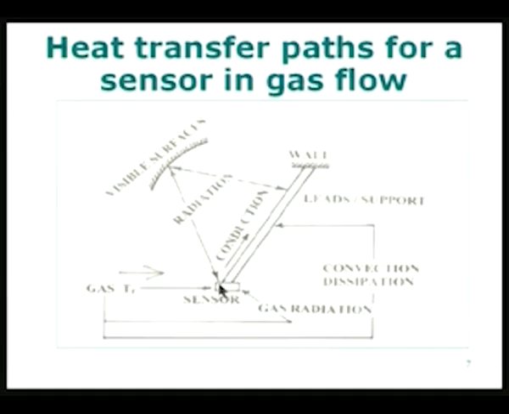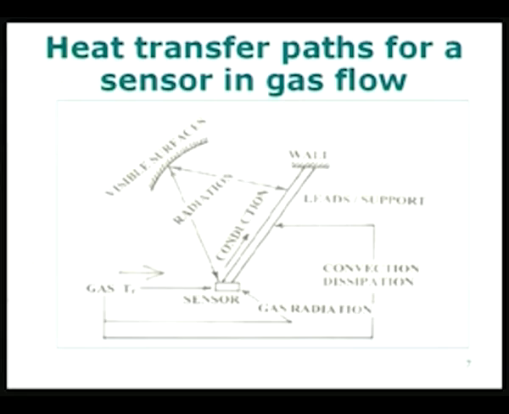Then again, it may be viewing some surfaces which are cool or cold compared to the gas temperature. Therefore, some amount of radiation loss may take place, and in fact, as I have shown here, some amount of conduction heat transfer may take place to the leads, and the leads themselves may lose heat by radiation to the surroundings. And again, of course, there is convection directly from the gas also to the leads, because the leads or the support is also in contact with the gas which is flowing.